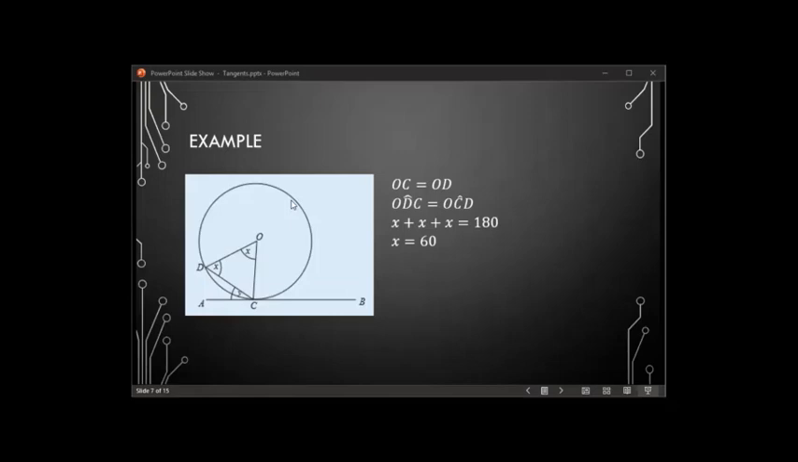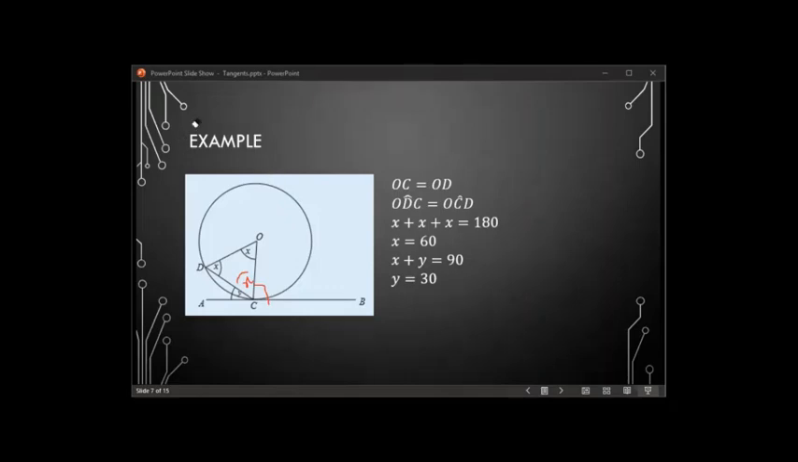Then what about y? This AB is a tangent to this circle, so we know the radius drawn to the point of contact is perpendicular to the tangent. So this here is also x. So we can write x plus y is equal to 90. Since x is equal to 60, y is equal to 30 degrees. That's how you solve a simple problem regarding this.